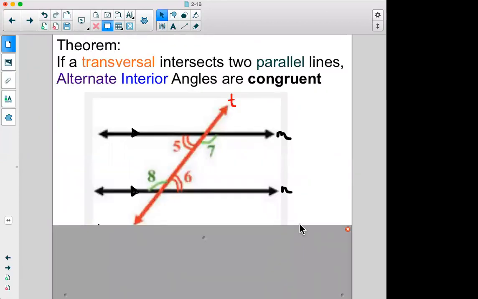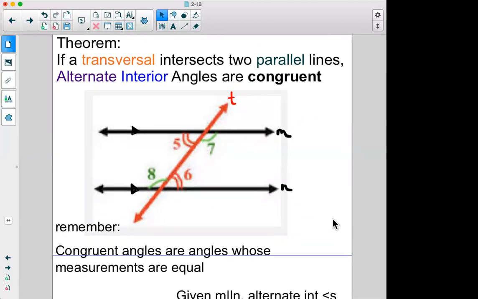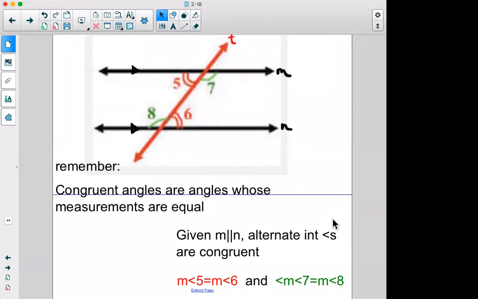The next theorem we're going to learn today is if a transversal intersects two parallel lines, alternate interior angles will be congruent. So alternate interior angles was the Z, so 5 and 6, or backwards Z, 7 and 8. And we remember that congruent angles are angles whose measurements are equal. And so if we see parallel lines, or if we're given we have parallel lines, like here with these arrowheads, then we know that alternate interior angles are congruent, therefore their measurements will be equal.